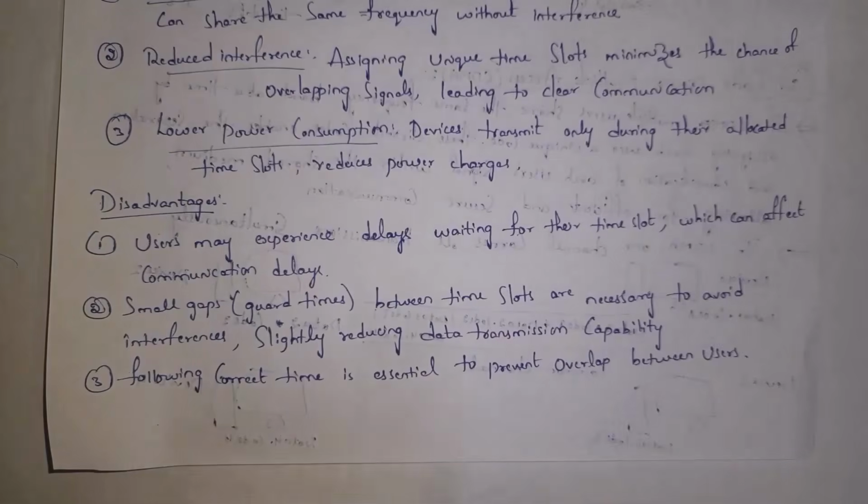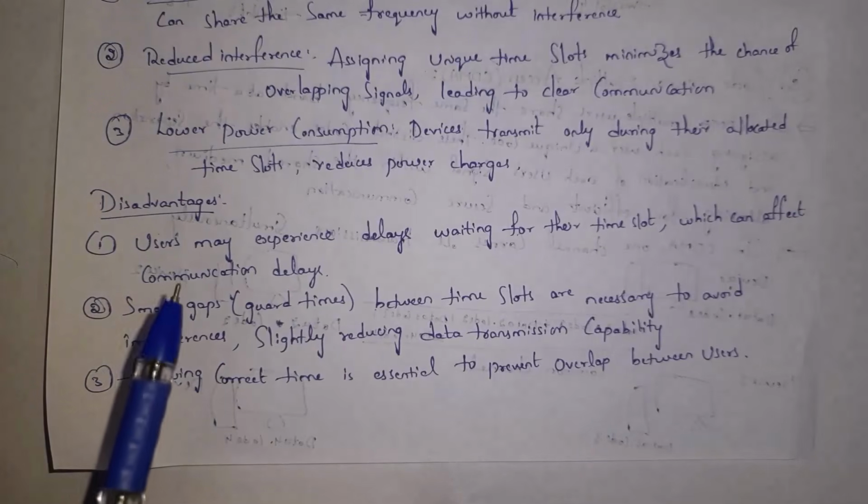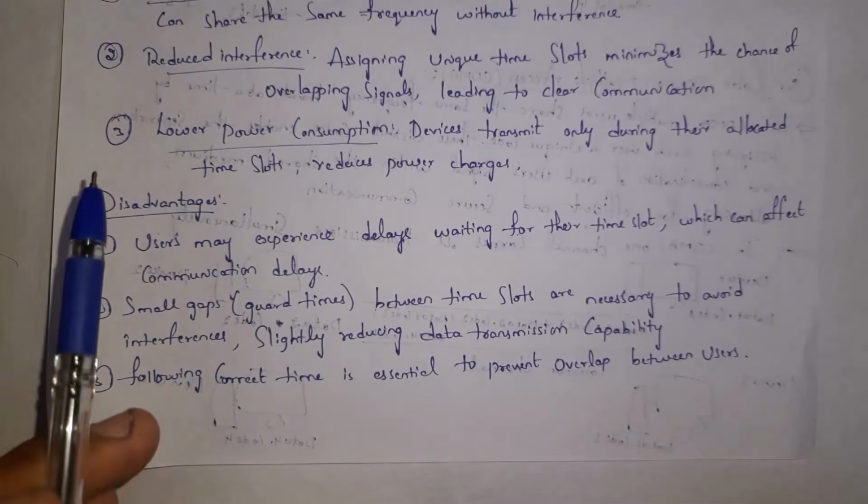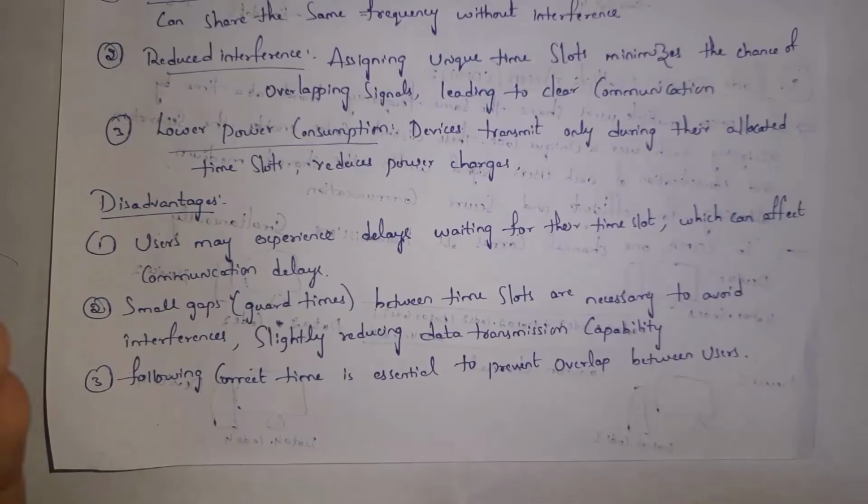These are the disadvantages. And the first one is communication delays. As the user needs to wait for a time slot for communication, there will be communication delay. Because for each and every time slot, we will leave some time in order to avoid collision, and we call that time guard time. So some time will be wasted for communication. And the next disadvantage is each and every user must follow a particular time slot. If they don't follow the particular time slot, collision will occur.